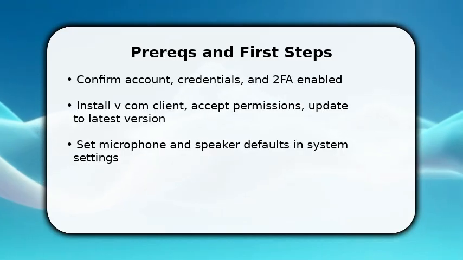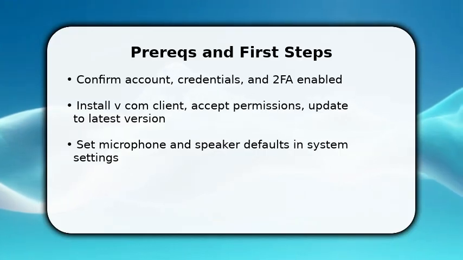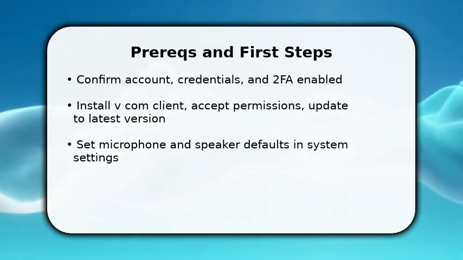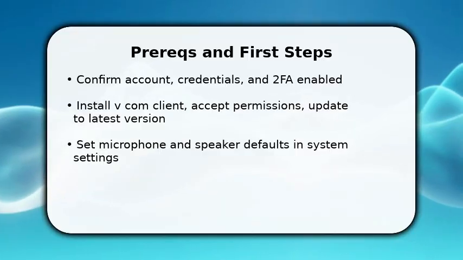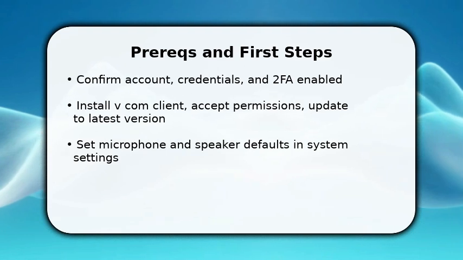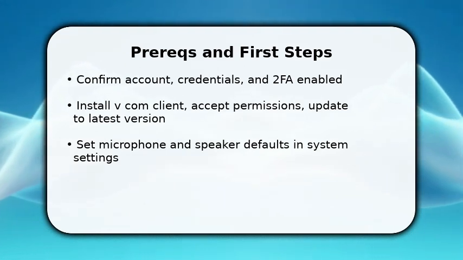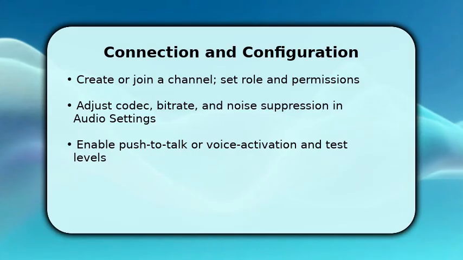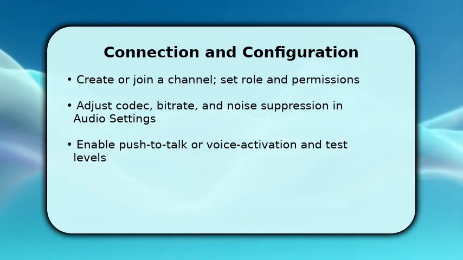Next, open system sound settings and choose the preferred microphone and speakers so VCOM picks them automatically. This prevents input/output issues. Finally, sign in with your credentials and let the app finish any first-run configuration before moving to connection setup. You now join or create the channel that matches your purpose and assign roles to control permissions.